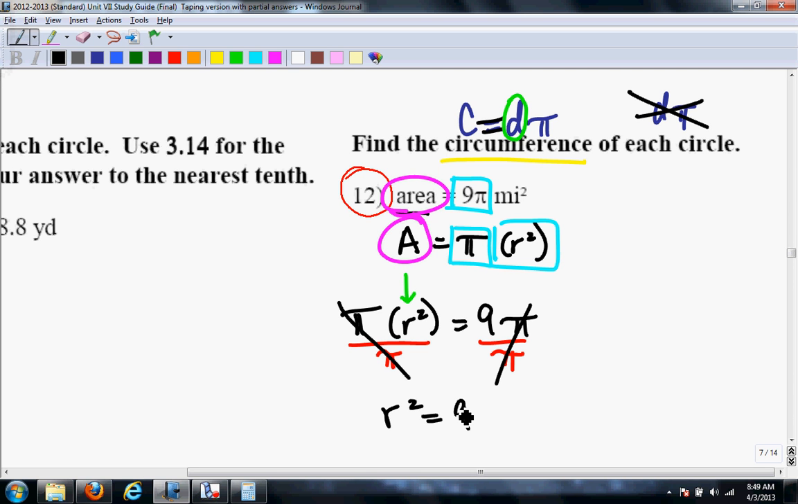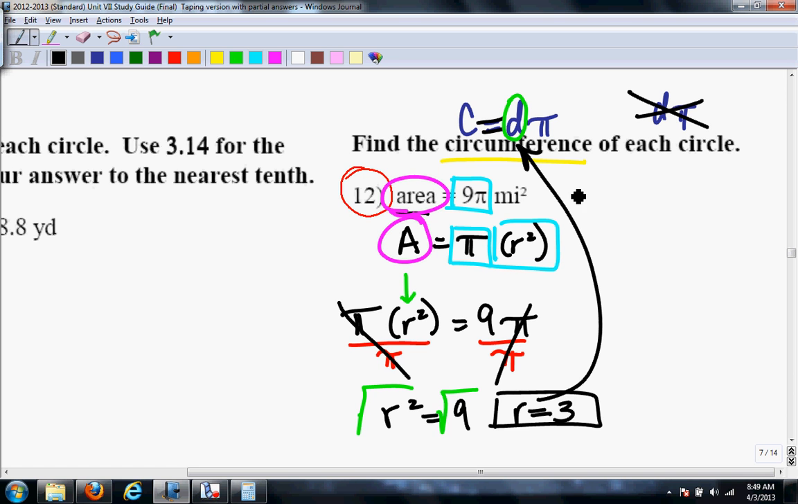The backtrack of squaring is square rooting, so we're going to square root both sides. And the radius by itself is 3. Now, using that radius, you derive the diameter and find the circumference of the circle.